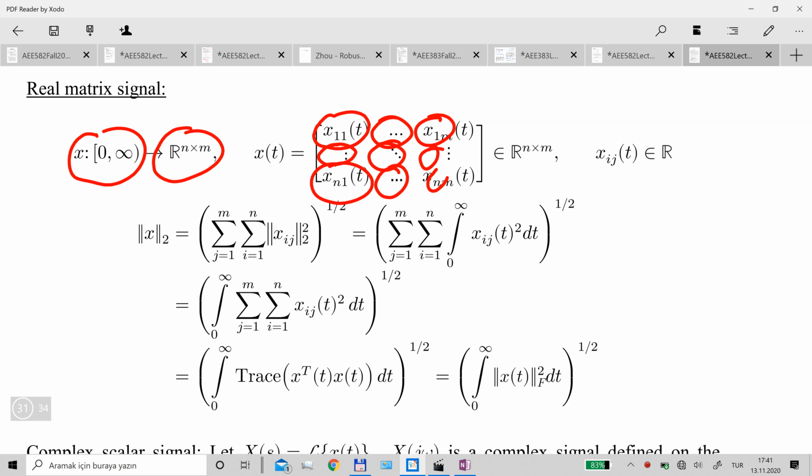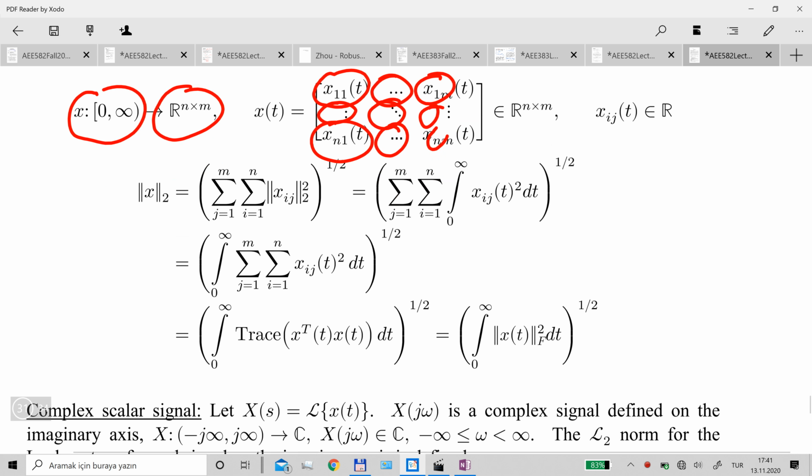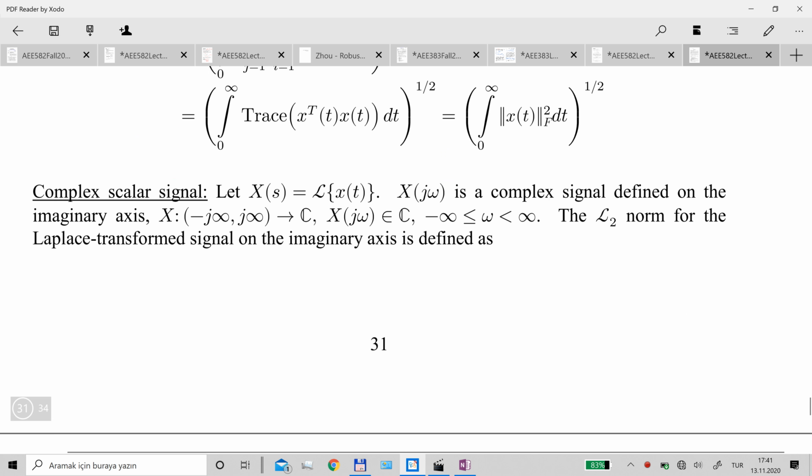Okay, so now we have seen how we can find the norms of signals, whether they are scalar signals or vector or matrix signals. But these were all real signals, and this can be extended to complex signals as well. And in robust control, we also study norms of complex signals as well. And let's consider the following.